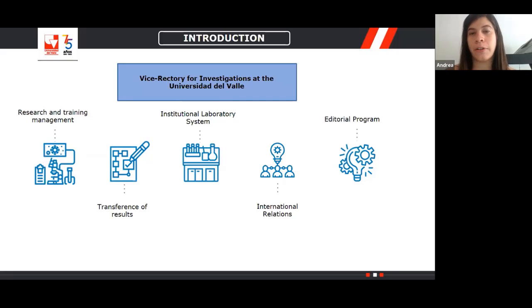And the Vice Rectory for Investigation at the Universidad del Valle is responsible for supporting the formulation, implementation, monitoring, and evaluation of research policy and the corresponding research-related action plans. For example, research and training management, transference of results, institutional laboratory systems, international relations, and editorial program.